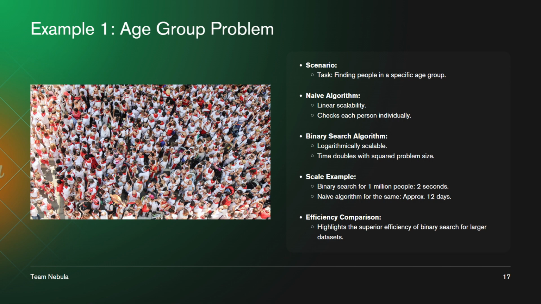On the other hand, the binary search algorithm claims itself to be logarithmically scalable. This means that if the size of the problem is squared, the time taken to solve it is only doubled. So, for a group of 1 million people, the binary search algorithm will take only 2 seconds to solve the problem, while the naive algorithm might take around 12 days.